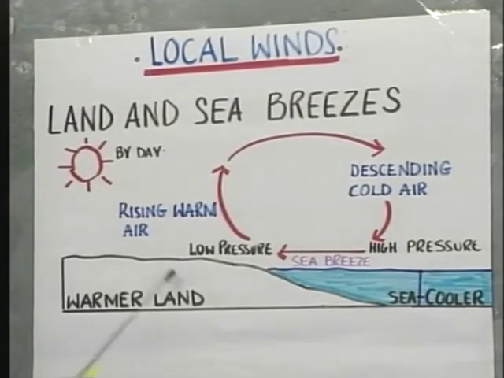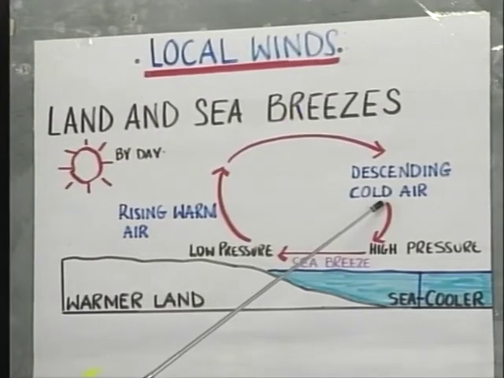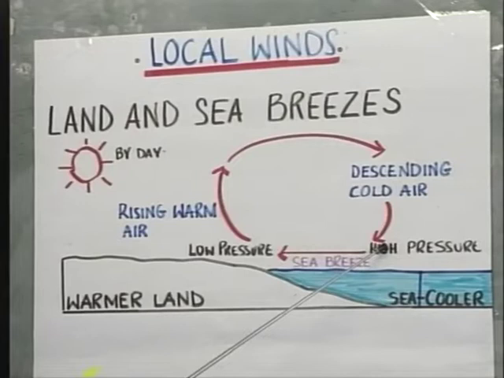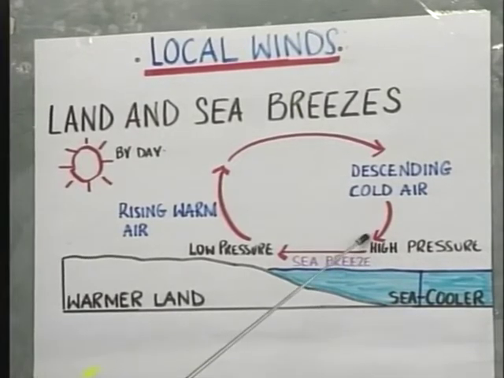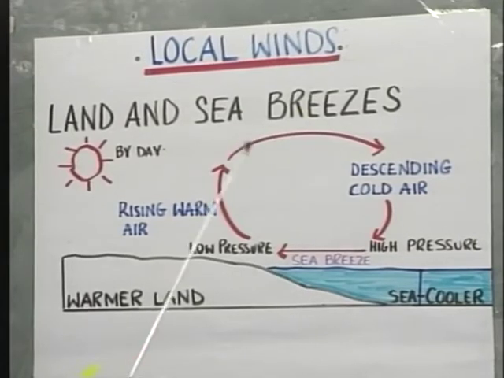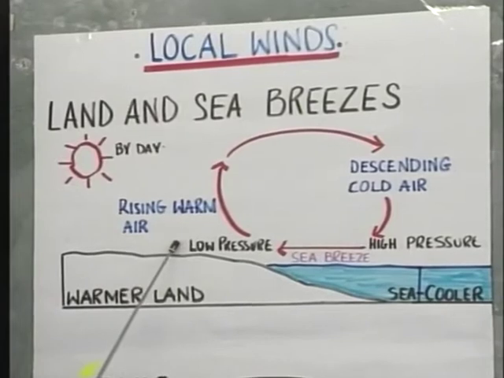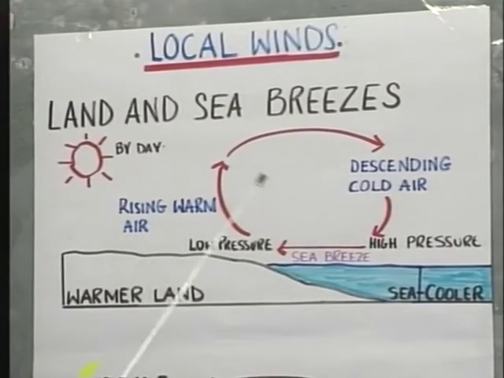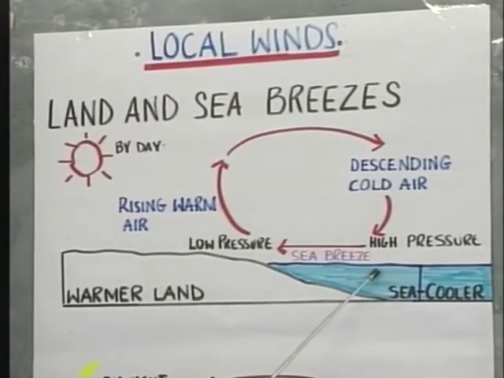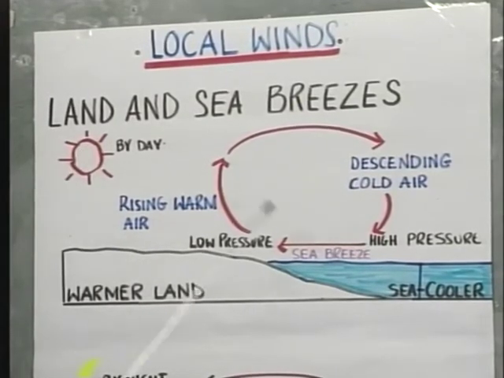This is by day. The air rises, finally it will cool and descend. Upon descending, it will create an area of high pressure. And from what we have already learned, winds will always blow from high pressure areas to low pressure areas. Therefore, because the winds will be blowing from the sea towards the land during the day, they are referred to as the sea breeze.